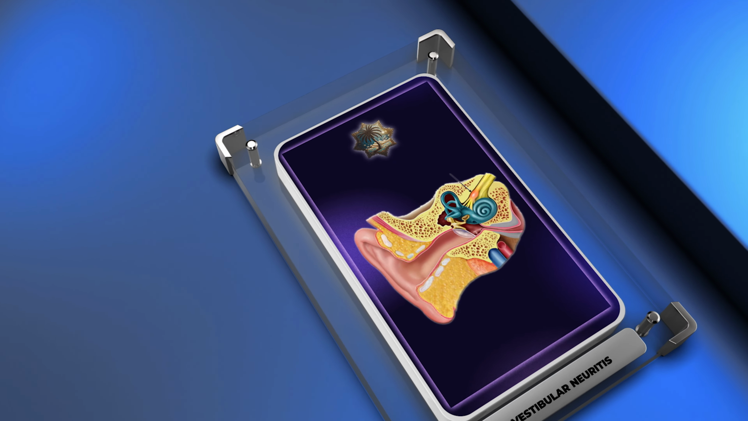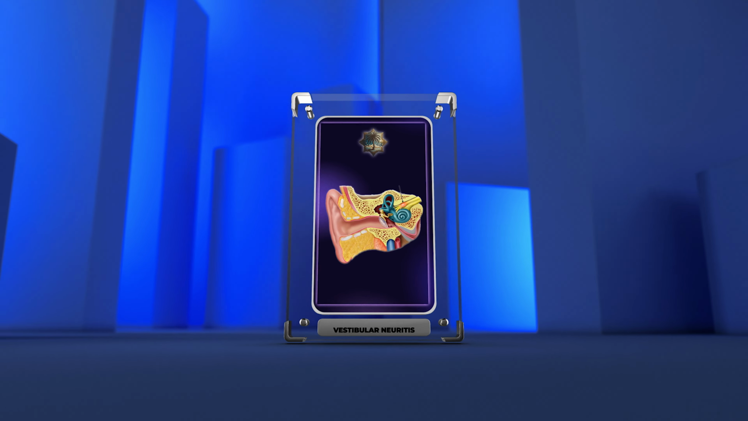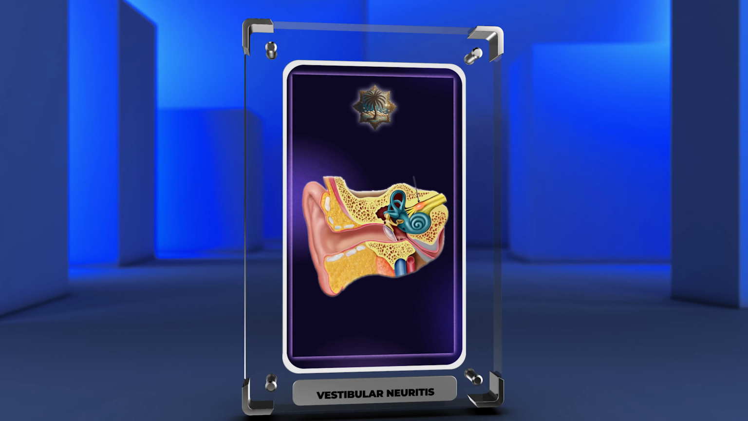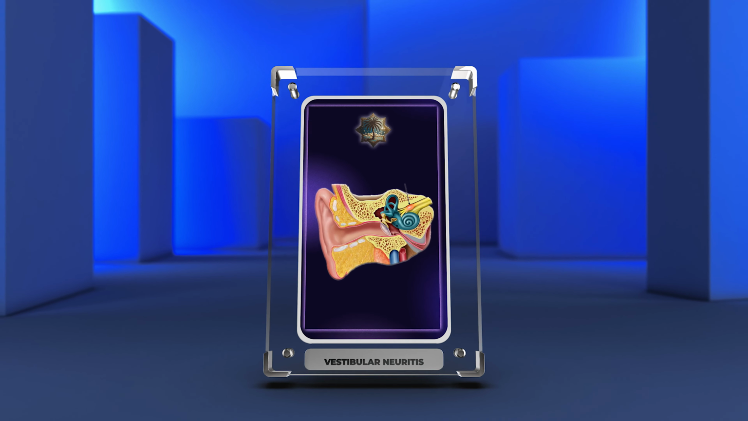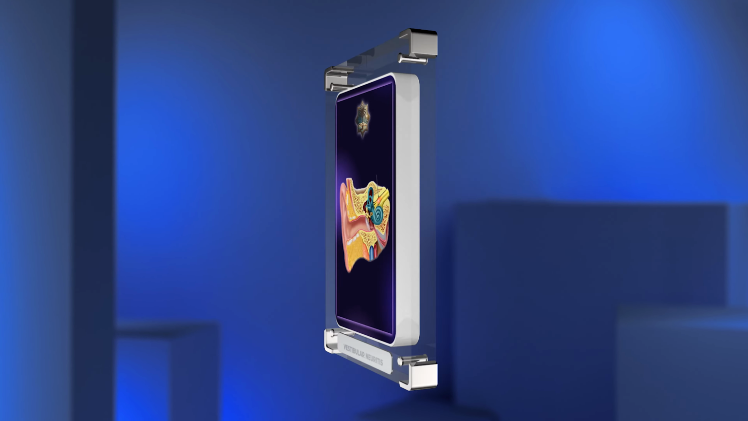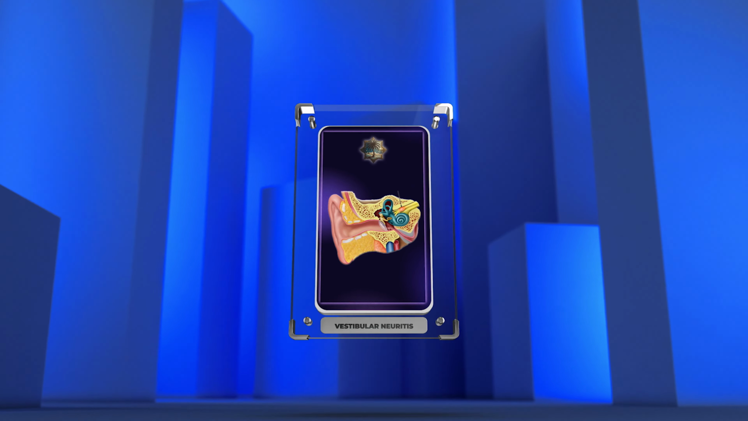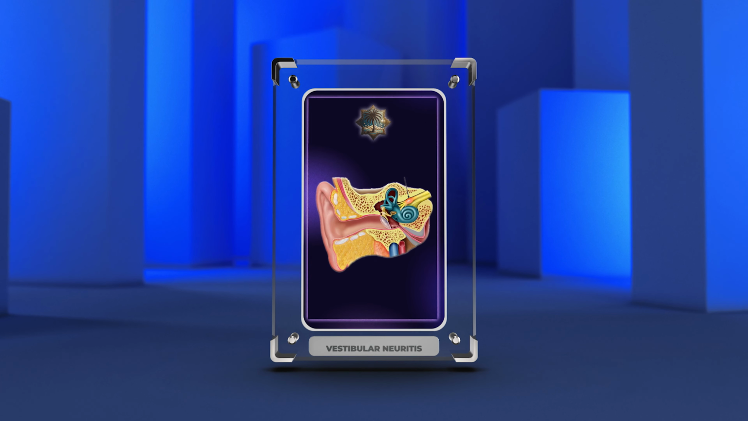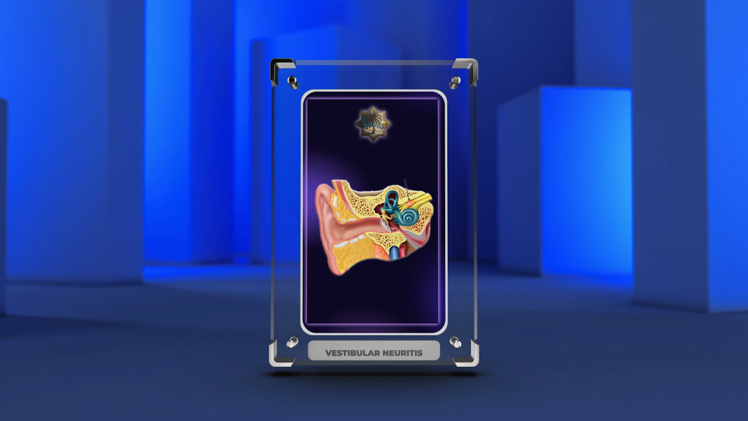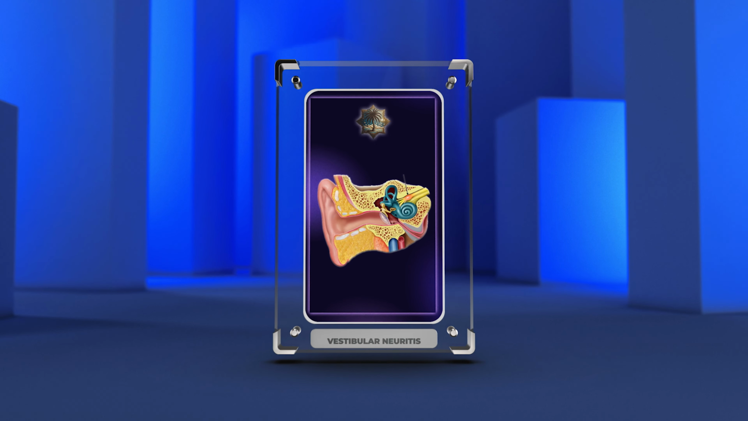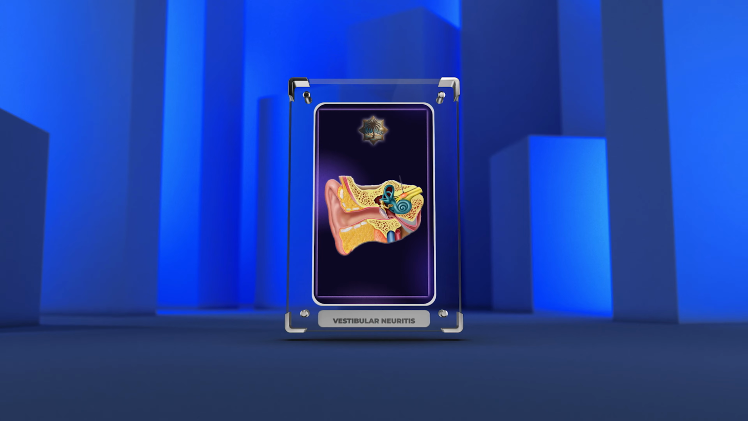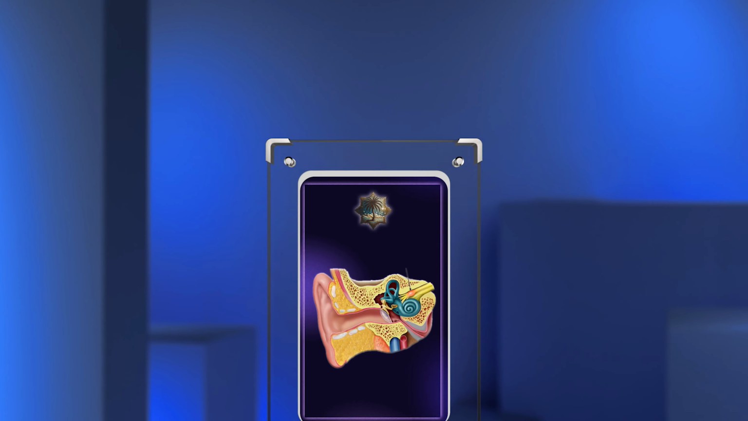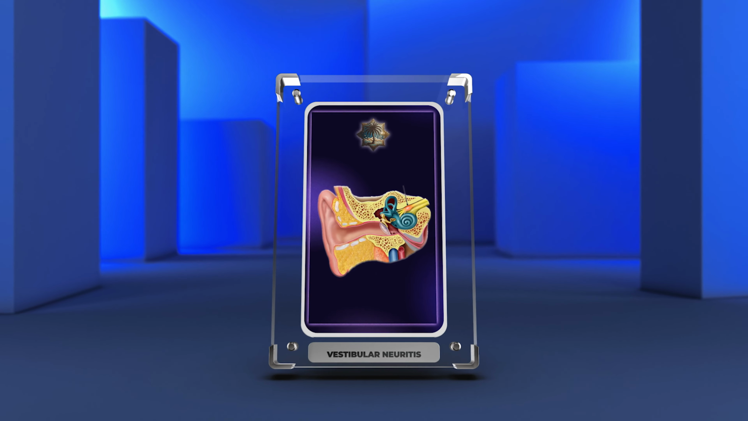In this comprehensive script, we will delve into the intricate details of this condition, covering topics such as its anatomy, clinical evaluation, differential diagnosis, rehabilitation therapy, and much more. Vestibular neuritis is a common disorder that affects the vestibular nerve, leading to vertigo and other symptoms. Understanding this condition is crucial for accurate diagnosis and effective management. So, let's begin our journey into the fascinating world of vestibular neuritis.